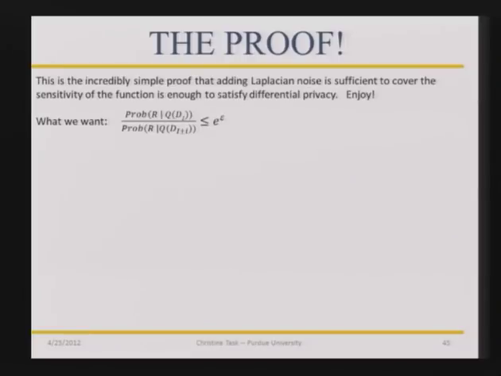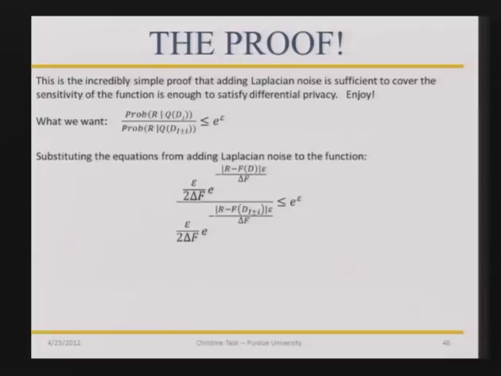So we're going to show you the math now, and you can see why we're doing this. First of all, we plug in our little function we just pulled from up above, which is the chance of getting R, given that the real world is D, and the sensitivity is delta F, and our epsilon, which is our little component that controls how close to one we are. This is exactly the chance of getting R given that we're adding Laplacian noise to the data. Okay?